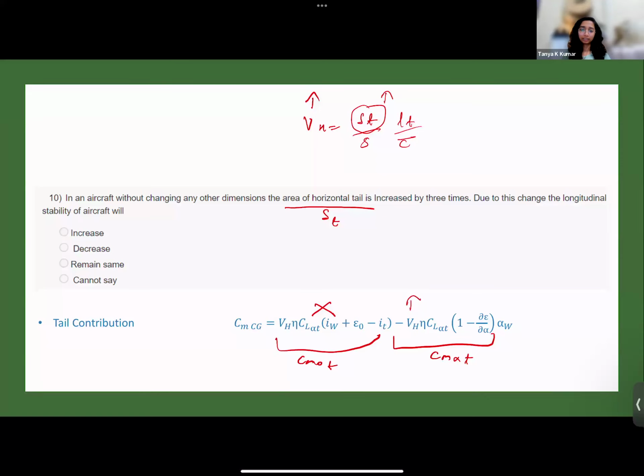Can somebody try to answer this? What happens to the stability? ST increases, therefore VH increases, therefore CM alpha of the tail becomes more negative. So what happens to stability? Does it increase or decrease, or does it remain same? What is it?